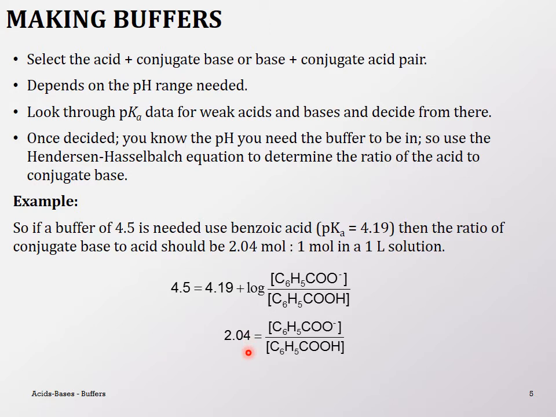Now this ratio is in moles, so if you were making a 1 liter solution, those are the moles you would need: 2.04 moles of the conjugate base and 1 mole of the acid. That's how you would make a buffer. You can make more quantities depending on what you need. If you need a 2-liter solution, you would double these quantities. That's all.